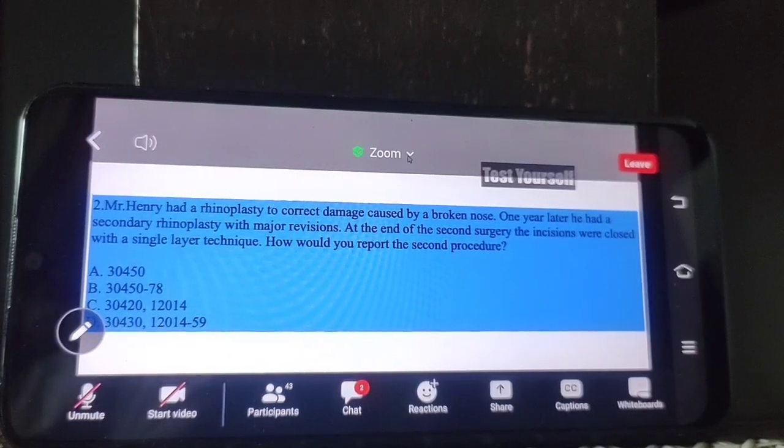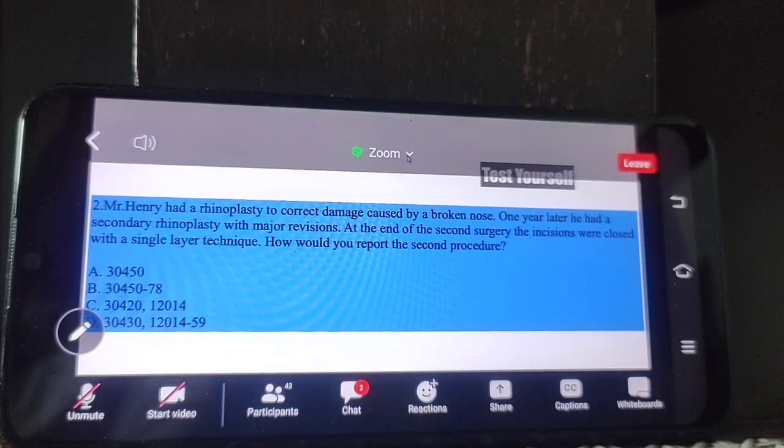What about modifier 78? Modifier 78 is for unplanned return to the operating room. This is not unplanned. This is a secondary surgical procedure, and it is a planned one. So that's why 30450, option A, is the correct answer.